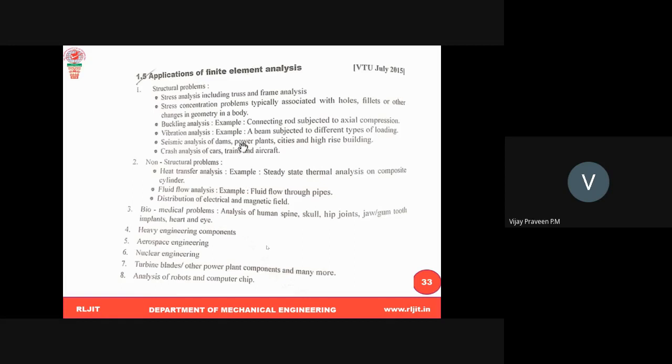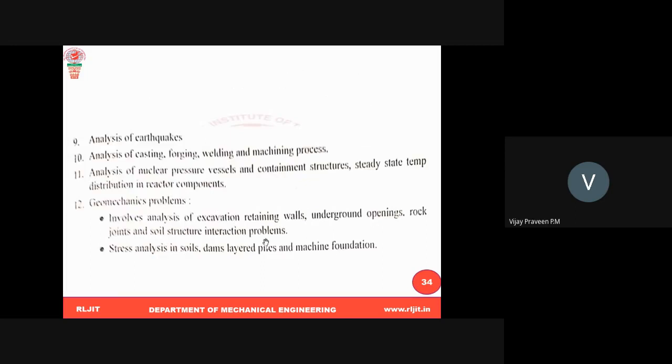Any heavy engineering components you can easily analyze: aerospace engineering components, nuclear engineering, turbines, analysis of robots, as well as earthquakes, how much frequency it vibrates. In casting you can analyze what temperature is induced during the casting process, and how much stress will be developed due to that. Geomechanics problems, like the strength of soil, you can also analyze.